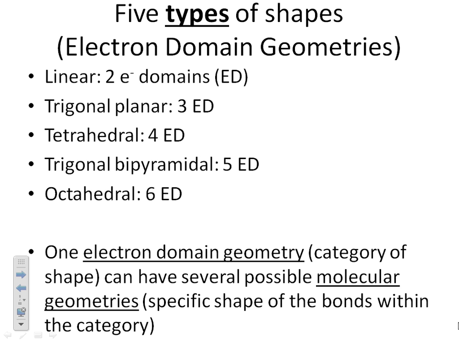There are 5 categories of shapes. That's how I refer to the electron domain geometries. There are 5 different types of shapes. If you have 2 electron domains, then we call that a linear shape. If we have 3 electron domains, that's trigonal planar.